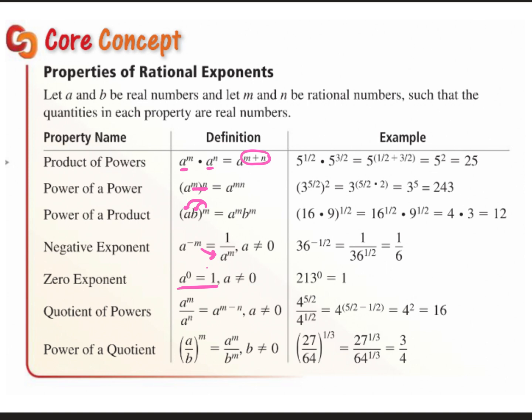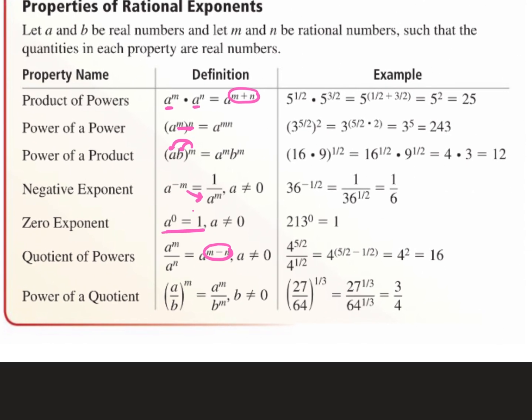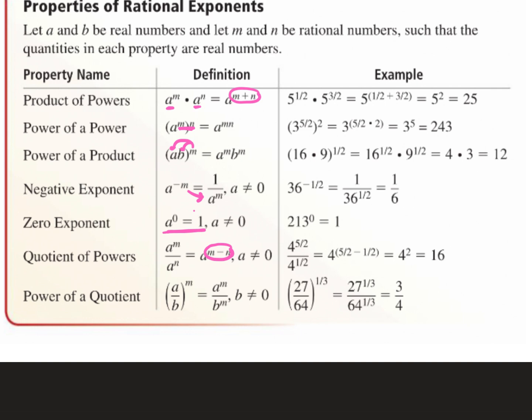What do I do if I'm dividing two numbers with the same base? What do I do to the exponents? Subtract. So when we're dividing, we subtract. And then the last one is the same thing. If we have two numbers that are being divided to the same exponent, we can distribute the exponent to both the numbers. So it'd be a to the nth power divided by b to the nth power.